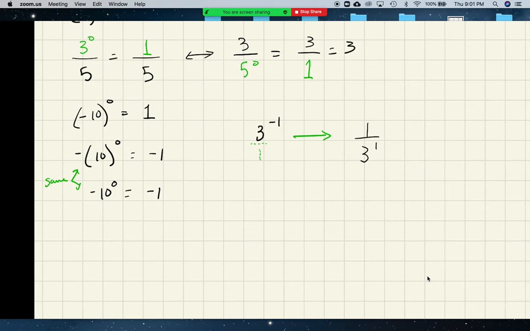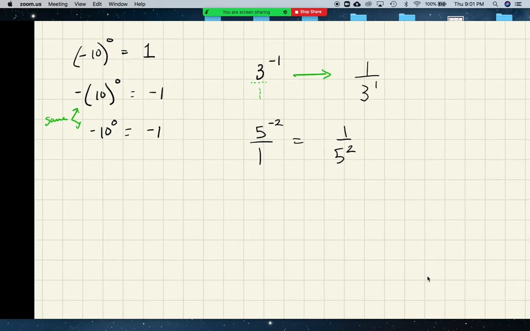I'm just going to write down a couple of things. If I had 5 to the negative 2 over 1, that's the same thing as 1 over 5 to the positive 2. So it just switches. If it's negative on the top, you can switch it to the bottom, but then you have to change the sign. Which also means 1 over 5 to the negative 2 is the same thing as 5 to the positive 2 over 1.